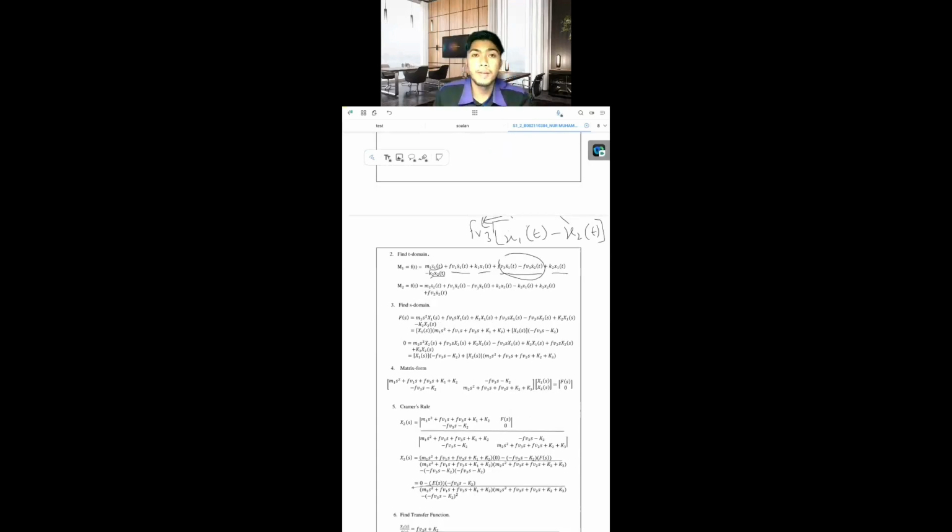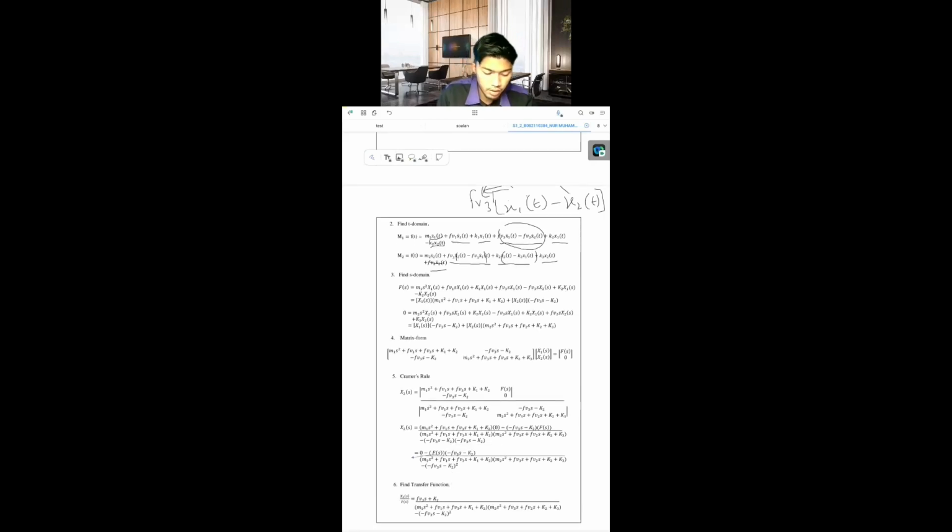Dalam M2 pun sama juga, kita ambil apa yang tadi kita lukis tadi. For M2, we have inertia here. Spring at the center, which we already explained here. Okay, and the second spring at the middle, we also explain it, and then the third spring and the friction. Okay, that's all for T domain. Simply as that. Now for step 3, find the S domain. Just convert the T domain to S domain.